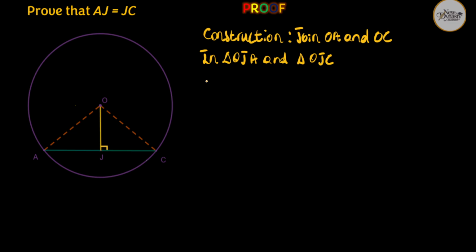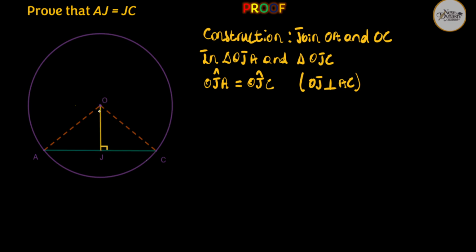So we can clearly see that your angle OJA in triangle OJA is equal to the other angle, which is 90 degrees, that is OJC. Why are they equal? Because we were told that OJ is perpendicular to AC, and that is why we've got those angles that are equal, because they are both equal to 90 degrees.